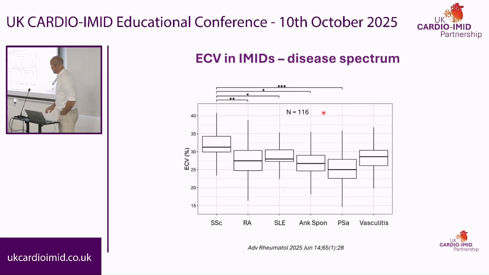And then, the last slide on this topic, this is from a paper that's just come out, which I found yesterday when I prepared for this talk. Different IMIDs have different cardiovascular manifestations. We know that systemic sclerosis seems to be the one that's most associated with diffuse fibrosis, whereas the other processes have a varying degree of diffuse fibrosis measured using T1 mapping.